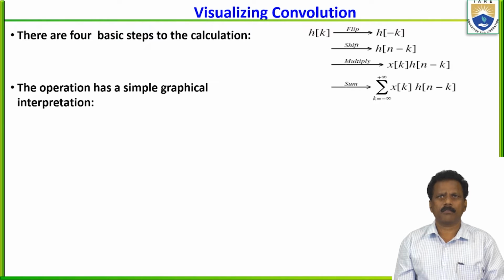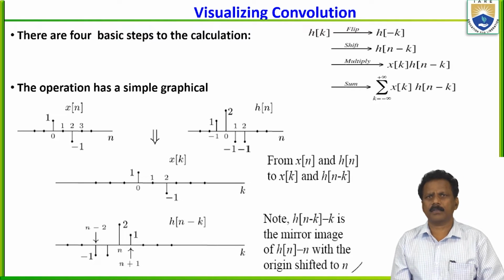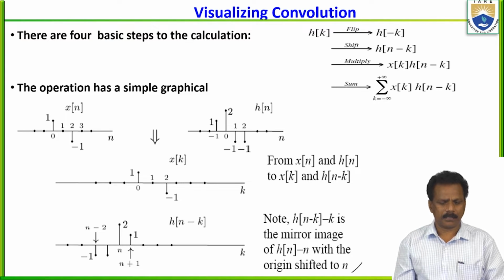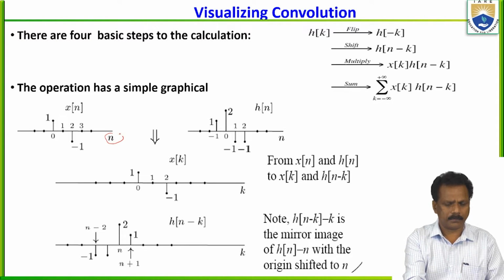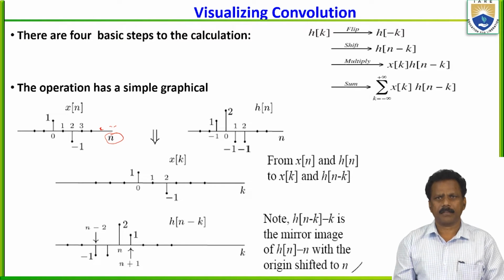So the 4 basic steps will be calculated using this h of k. After that, we are ready to visualize this convolution and how it varies. Here the operation has a simple graphical analysis, where n equals 0, 1, 2, 3, 4, and so on, 5. You can see it like this: n versus x of n.